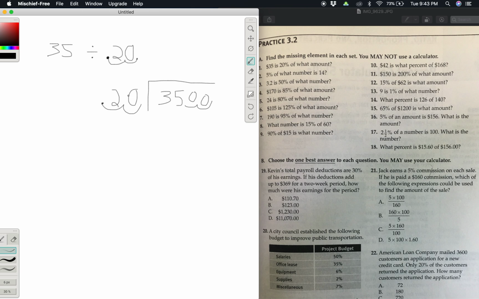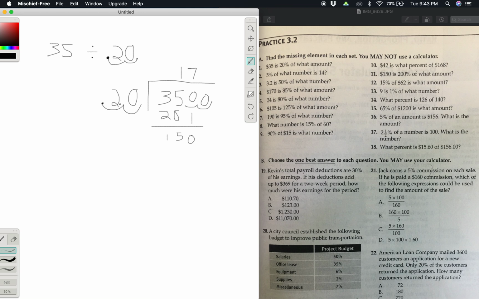So 20 goes into 35. How many times goes in there? 1 time. 1 times 20 is 20. We have 35 minus 20 is 15. 20 goes into 15? No, it does not. Bring down 0. 20 goes into 150. Well, 20 goes into 100 5 times, which makes it 100, which makes it 7 times.